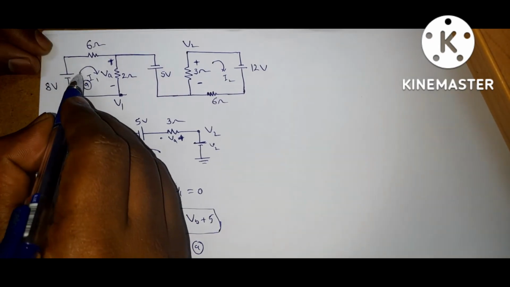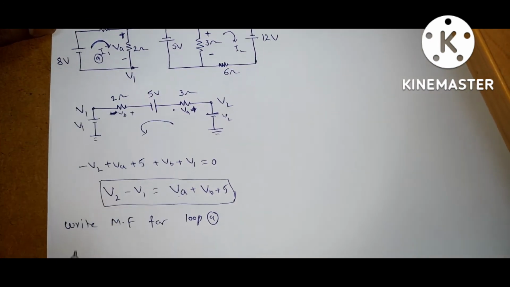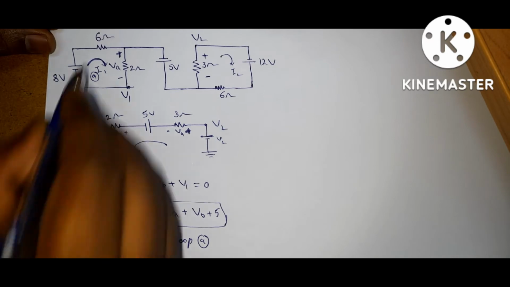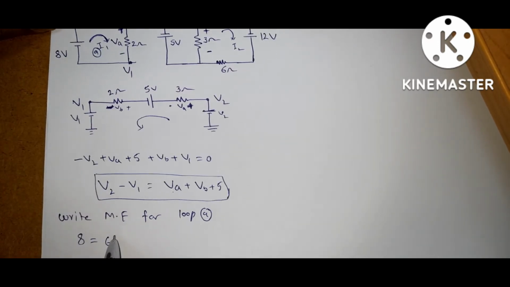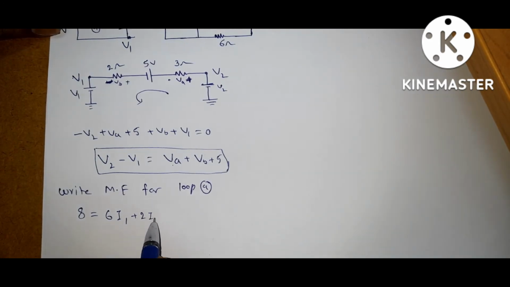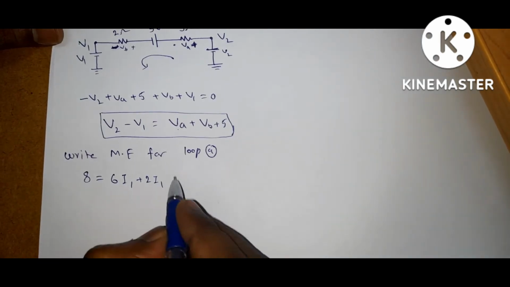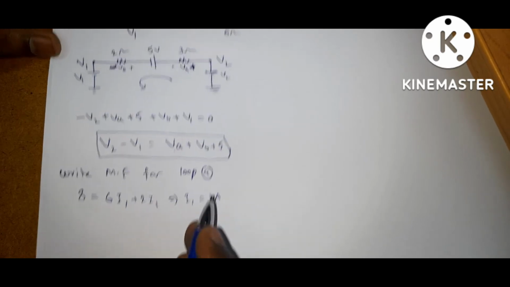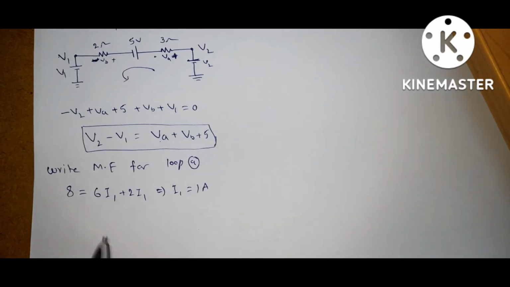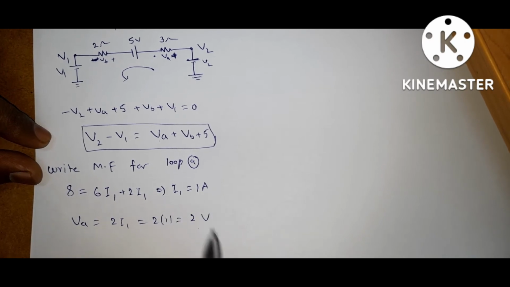So what are you getting here? The current is leaving the positive terminal of the source, and in mesh analysis we take it as positive. Plus 8 is equal to 6I1, and this is 2I1. It is not associated with any other loops, so we get directly this I1. From this, I1 is equal to 1 amp. Current enters the positive terminal of this resistance, so VA is equal to 2I1. So 2 into 1, 2 volts.